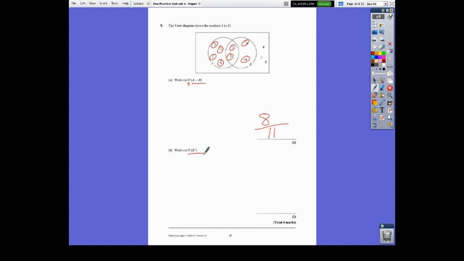Probability of B dash means all the numbers not in B. So the numbers that aren't in B are 1, 3, 11, 6, 4, 7, and 8. That means there are 7 numbers out of the 11, so the probability will be 7 out of 11.